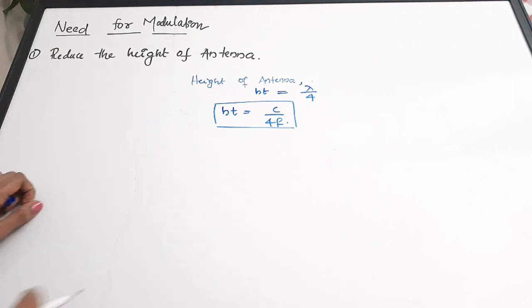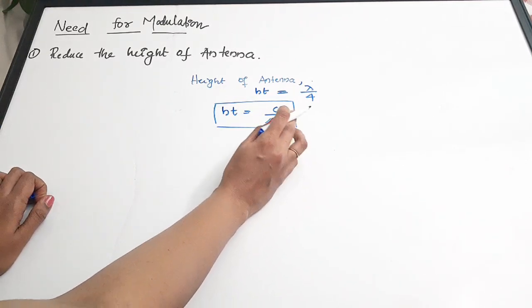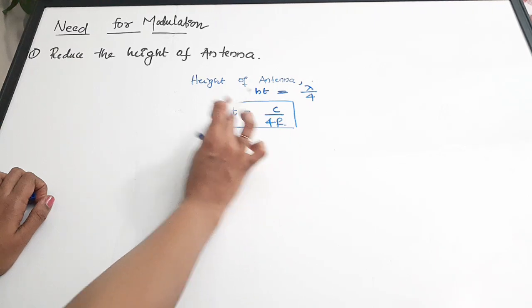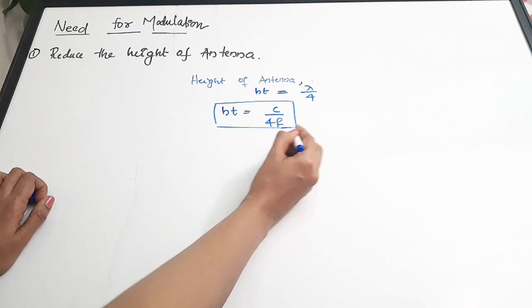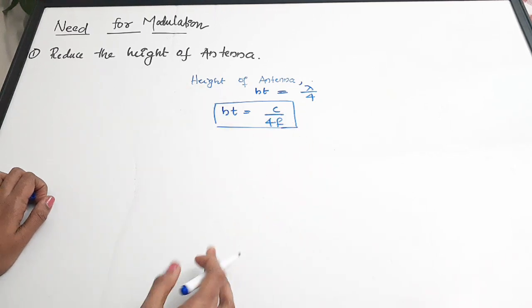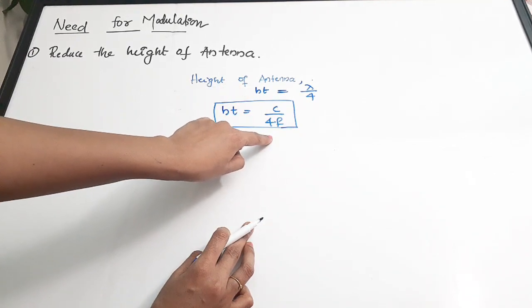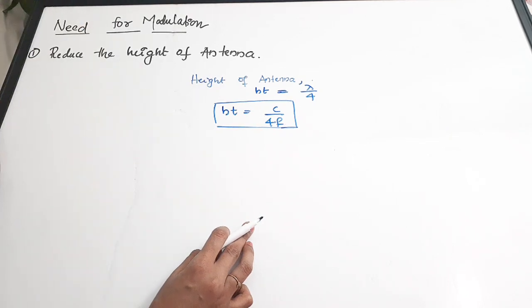Due to this relation, we are going to use a higher frequency here. If the frequency value is high, the denominator is high, so ht will be relatively lower. Compared to using a lower F, if you use a higher frequency, the height will be relatively lower. Okay, so we'll take an example.